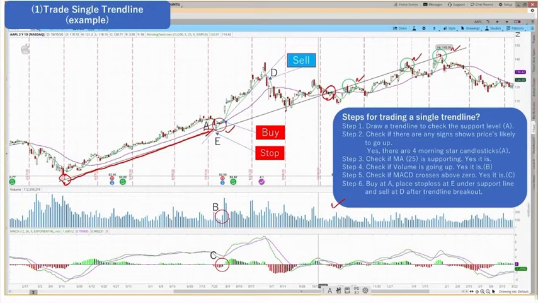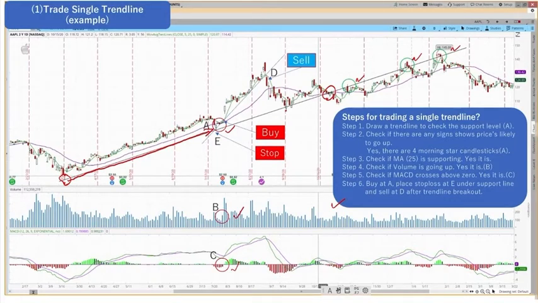And then step 4, check if the volume is going up. You can see, just to move, okay, you see down here, here's the B, the volume. Yeah, it's increasing. And then step 5, we check MACD. This is a very important indicator we should use to check if it crosses above 0 or not. Yes, it is. You can see C, it's above 0.